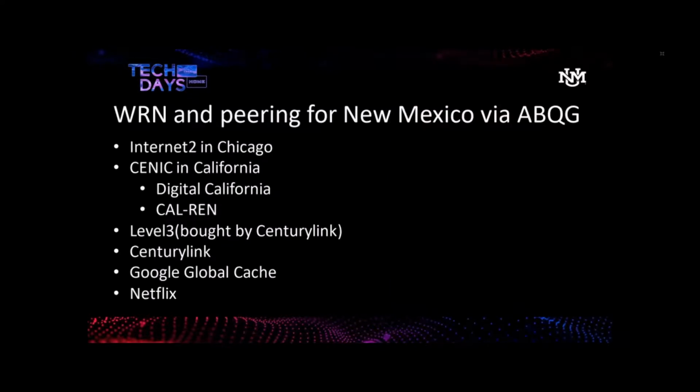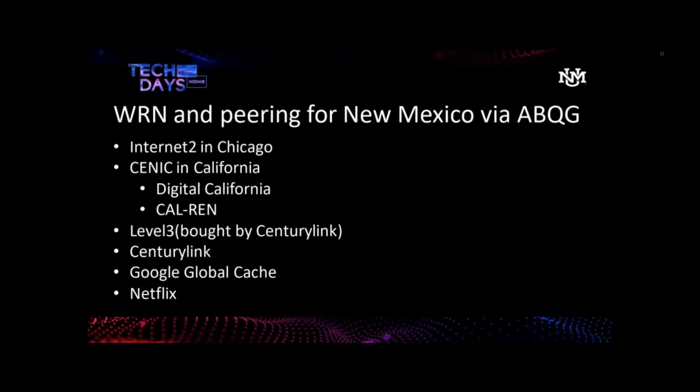And peering for New Mexico, the WRN is the Western Regional Network, and we have a 100 gig backbone that we are currently sharing with CENIC. We're sharing it with Front Range Gigapop and Pacific Northwest Gigapop. So we have circuits via local fiber providers and via Internet2, kind of with a circle around the Western United States.